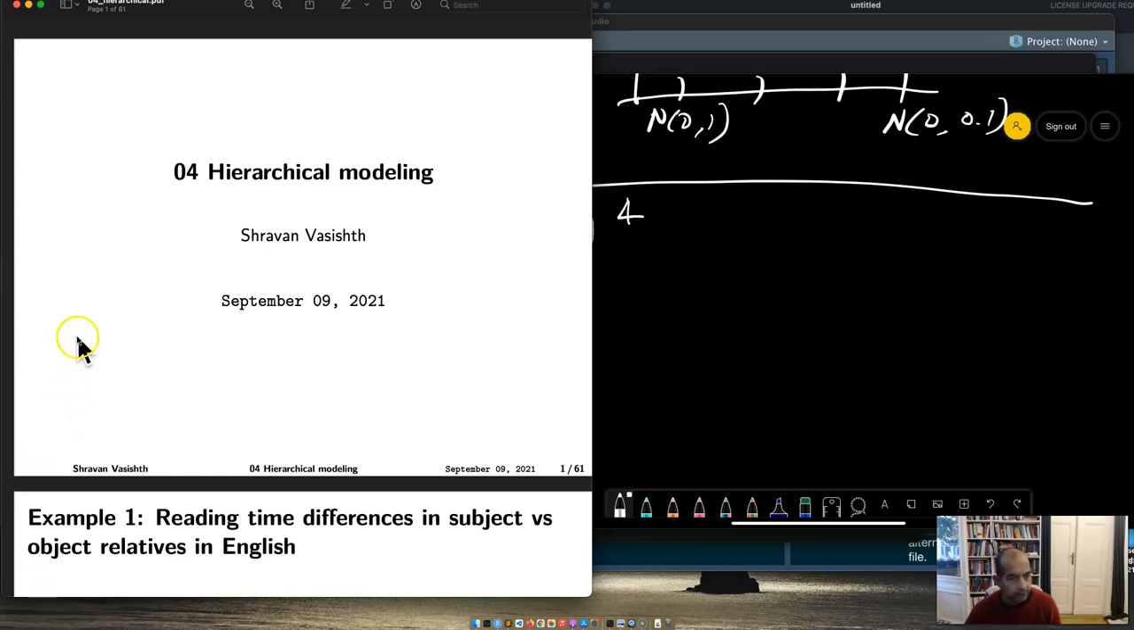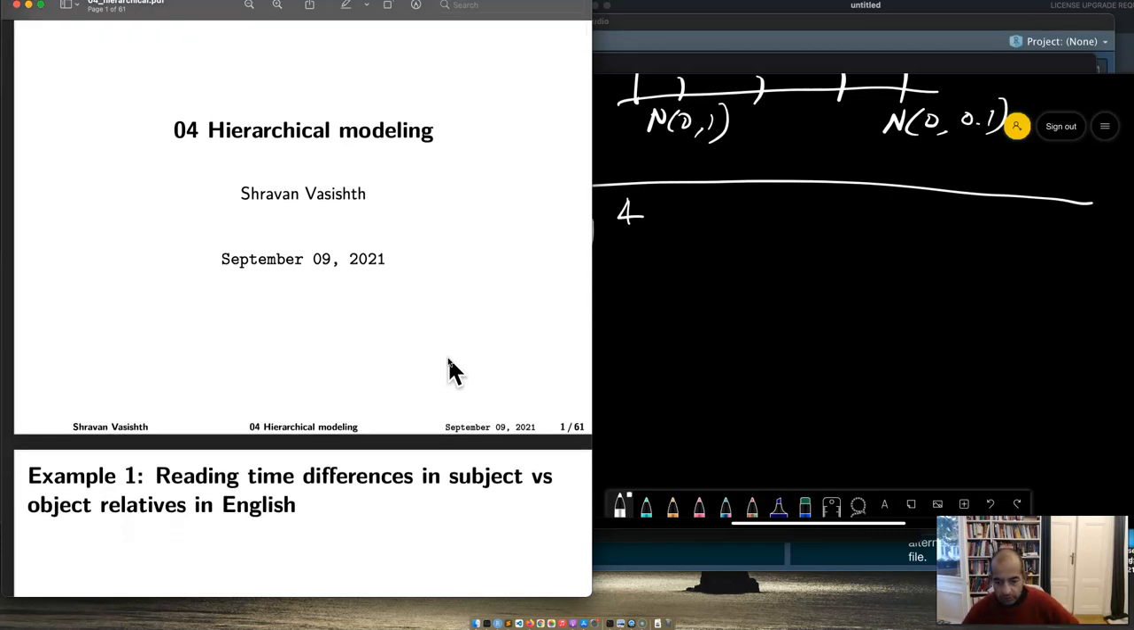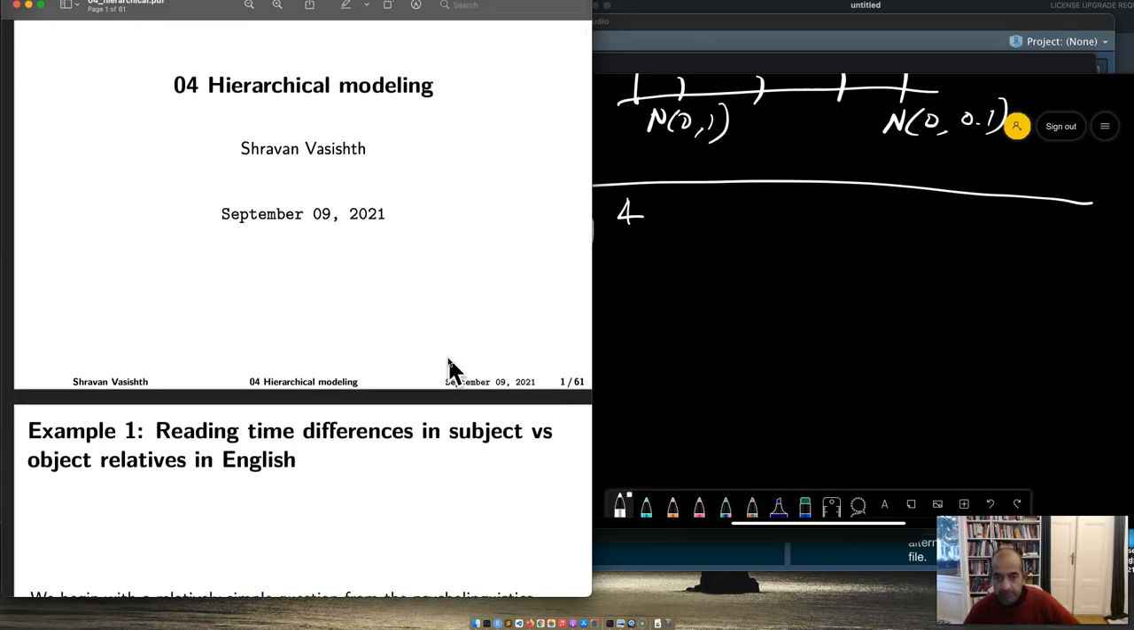Alright, so in this lecture, I'm going to talk about hierarchical modeling. This was the lecture for day 4. I couldn't record it because the network was crashing all the time. So I'm recording it offline so that you can go through the slides with me once.